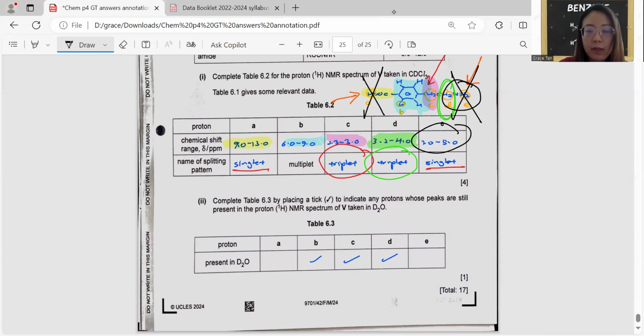So therefore, the discussion for the 2024 February March paper is completed. Like I mentioned, this is just my personal answer. It is not the Cambridge answer.